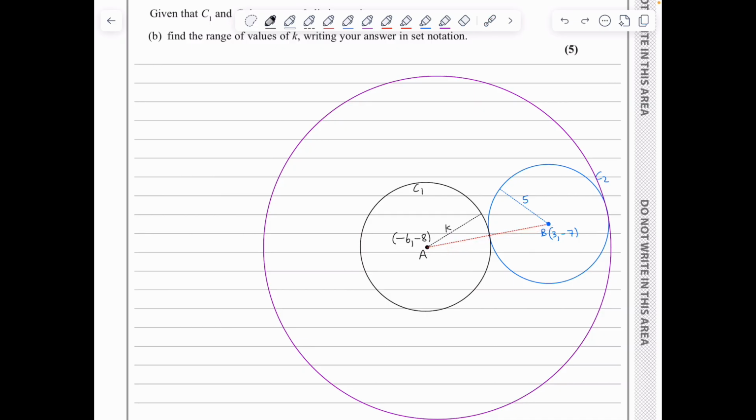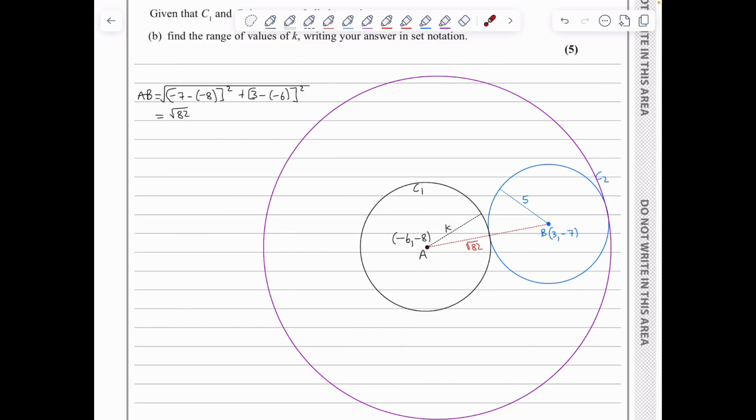So for the distance AB, I'm going to use the distance formula. We're looking at (-7 minus the -8) squared plus (3 minus the -6) squared, and all square rooted. Now if I evaluate this, I get an answer of √82, which is the distance between the two centers. So let me write this down. √82 is the distance between A and B.